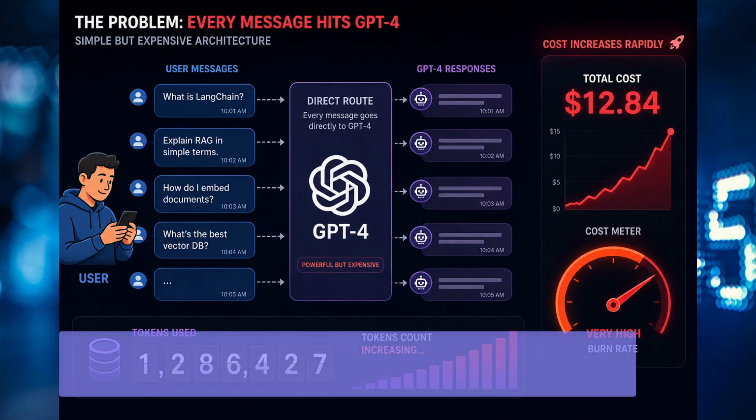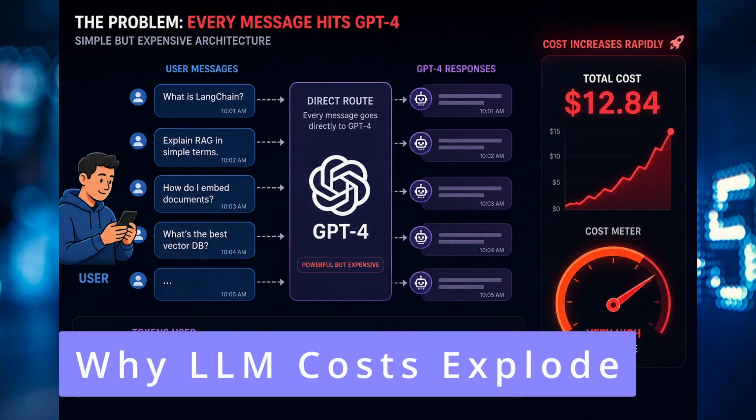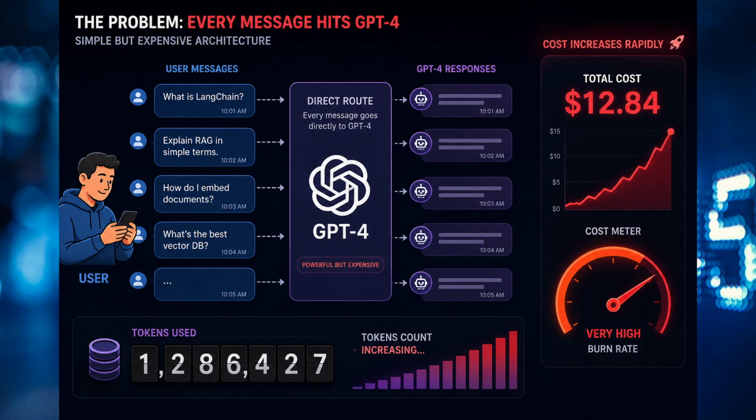Let's begin. Most AI applications make one huge mistake. They send every single request to the most expensive model. Simple tasks, complex tasks, repeated questions, everything. That's like using a Ferrari to deliver a pizza.